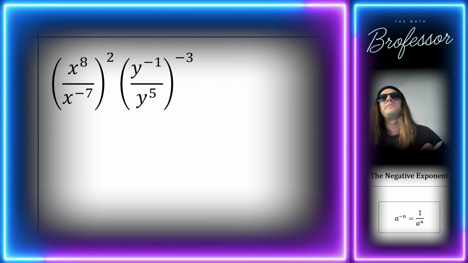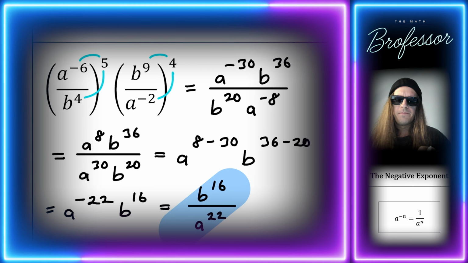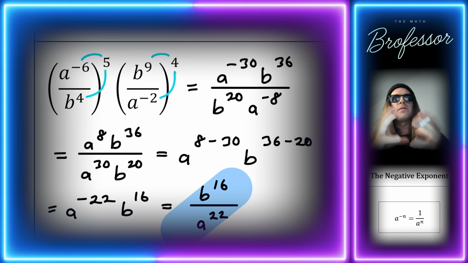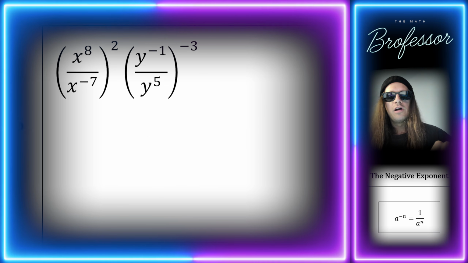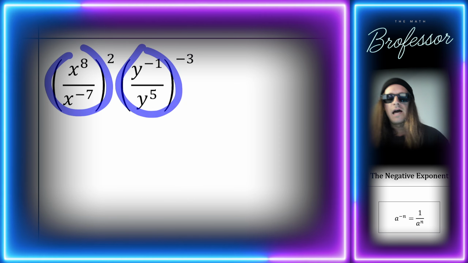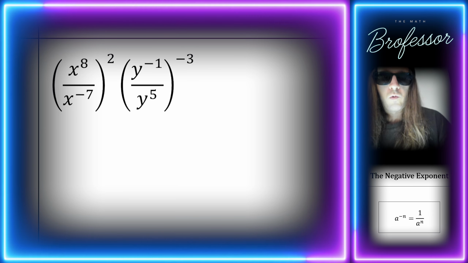What's the difference between this problem and the last problem? Notice how in the last problem you had different variables in each of the parentheses. Here you have the same variables in the parentheses. So here we have x's inside and y's inside, meaning we could do this problem in a different order.